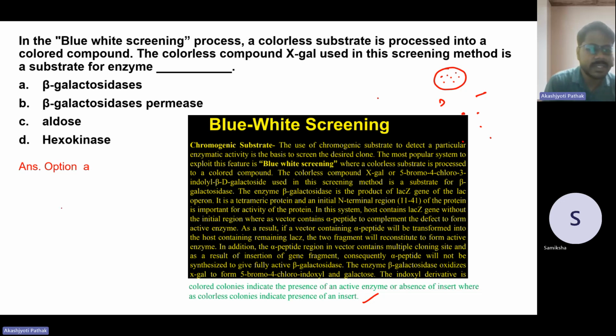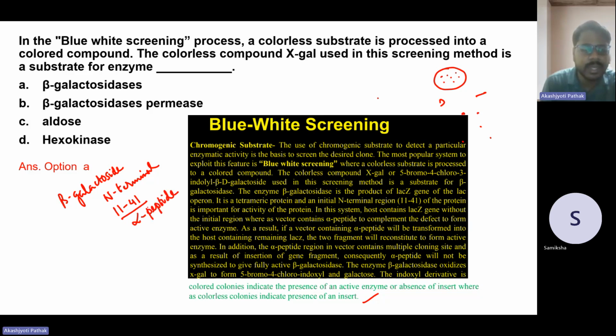So what has been done? This beta galactosidase gene has an N-terminal region. A protein will have an N-terminal and a C-terminal region. N-terminal is the starting region of the protein, and C-terminal is the end region of the protein. So this N-terminal region from residue 11 to 41 is called the alpha peptide, and this is required for activity of the beta galactosidase.